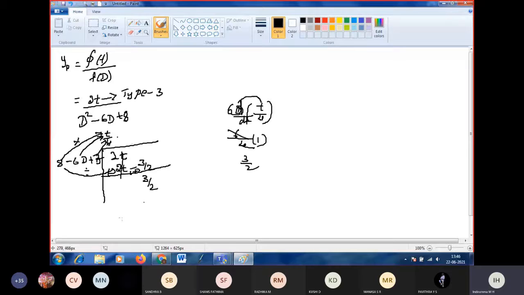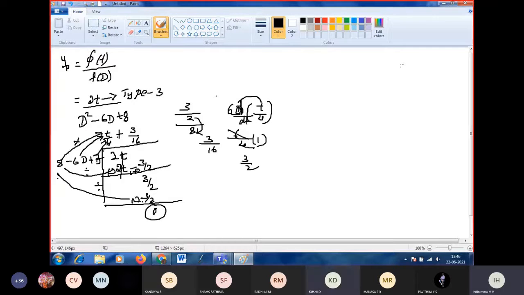Next, what shall I write here? 3 by 2. This divided by this, 3 by 2 divided by 8, that is 3 by 16. Both having plus, you write plus only. So change the sign. What did you get as the answer? Remainder 0. Therefore the quotient will be your yp. What is your yp now? t by 4 plus 3 by 16.